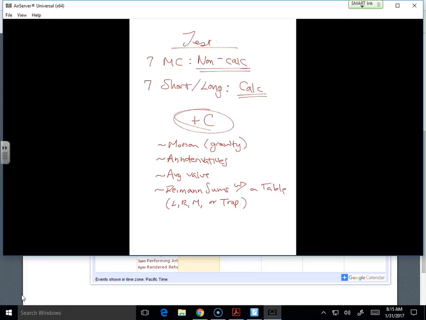Let's see, anything else? Right now we'll leave it at that. Those are pretty good hints. So 7 multiple choice, non-calculator, you have to know your rules, etc. 7 short, long answer, hints on all of this, guys. Study the practice test, and that's why we're going to go over it today. But I did give you some hints on the short and long answer.